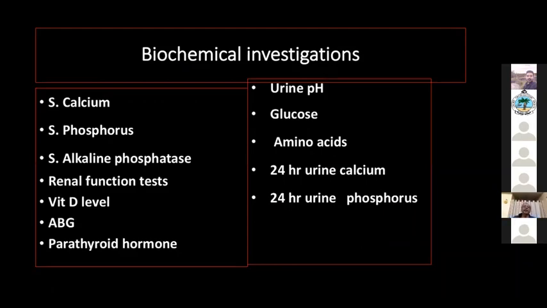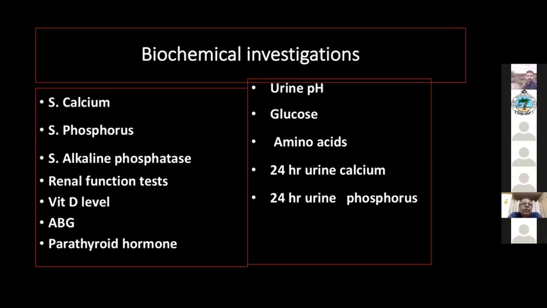Now coming to the investigations. The examiner will ask you how you will proceed to find the diagnosis. If you are suspecting rickets, you need to know a few investigations to find out the cause of rickets. The most important in the urine are the pH, glucose, and amino acids. These three are important because pH is important. If the urine is alkaline, that means the child may be having renal tubular acidosis, because the excretion of hydrogen ions by the distal tubule is affected.